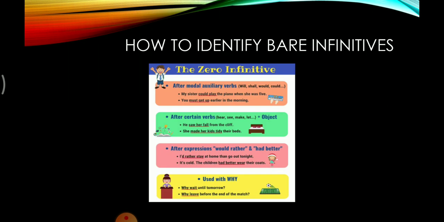How to identify bare infinitives? Very easy. See and note this down. After modal auxiliary verbs: will, shall, would, could. My sister could play the piano when she was 5. Could is an auxiliary verb and play is the verb. Okay? So, this will be zero infinitive. You must get up. Get up is a verb, right? And must is a modal.